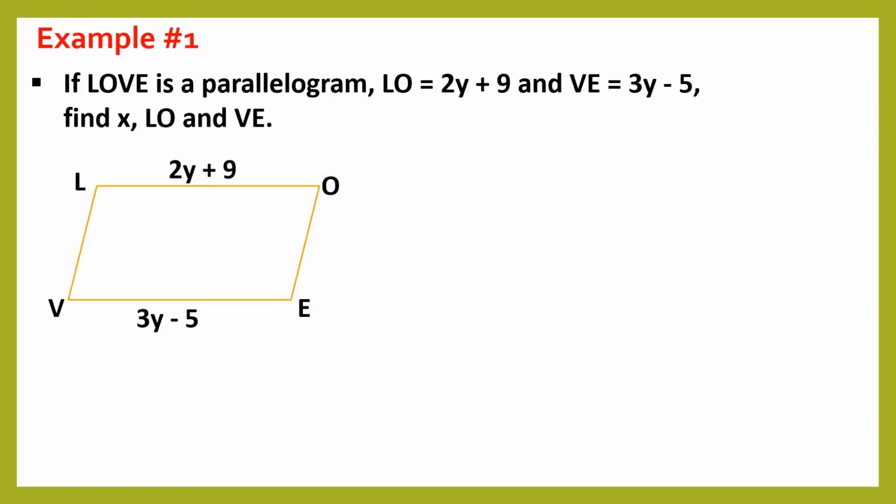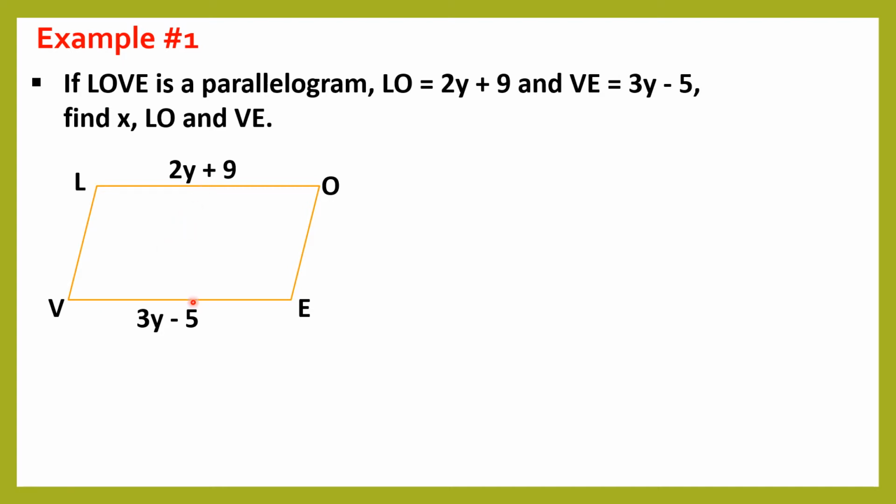Let's have here problem number 1. If LOBE is a parallelogram, LO is equal to 2y plus 9, VE is equal to 3y minus 5, find y, LO, and VE. So this is the figure. Ang LO natin, 2y plus 9. Ang VE natin, 3y minus 5.